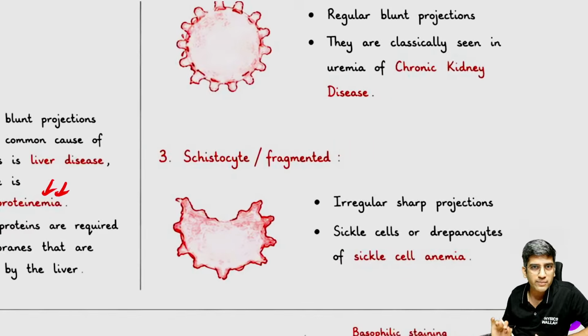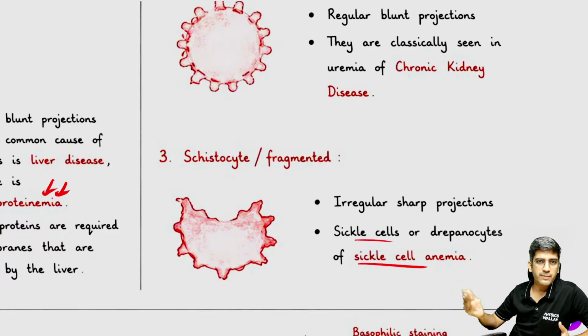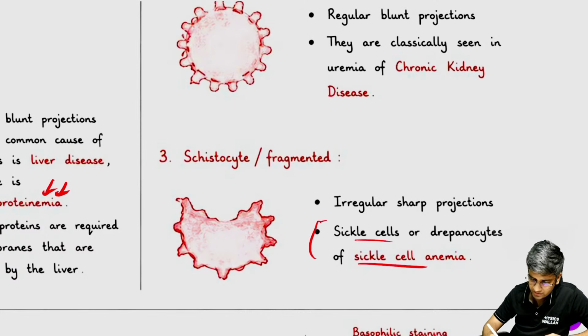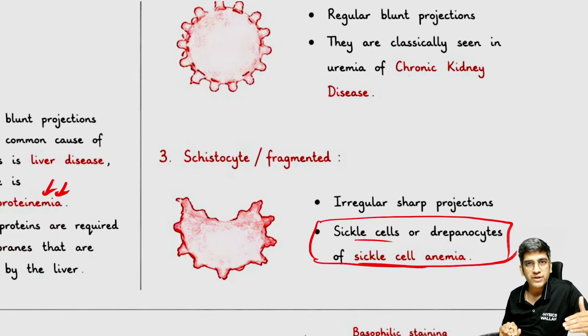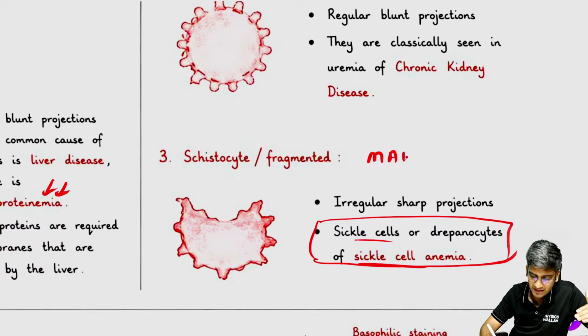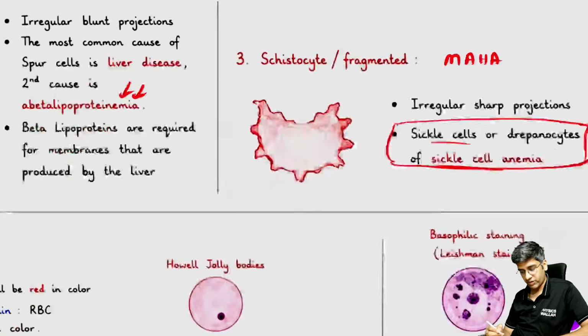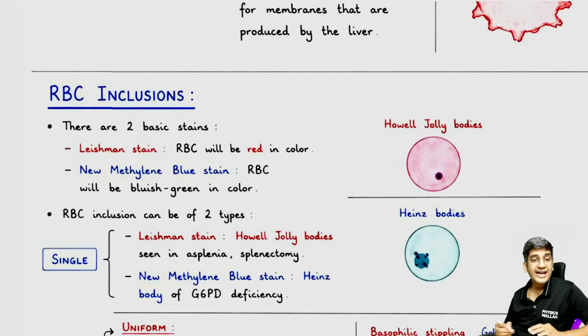Schistocyte is a broken RBC with irregular sharp projections, and sickle cells, drepanocytes, are seen in sickle cell anemia. That is a different point, don't confuse them, right? Schistocytes, helmet-shaped RBCs and fragmented RBCs are all seen in microangiopathic hemolytic anemias, or MAHAs. Fine. Okay. And there are inclusions.